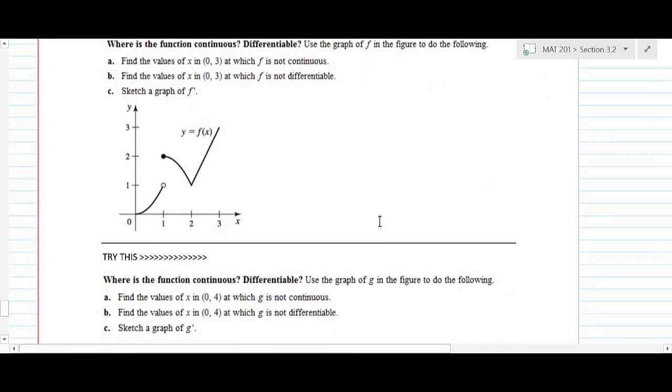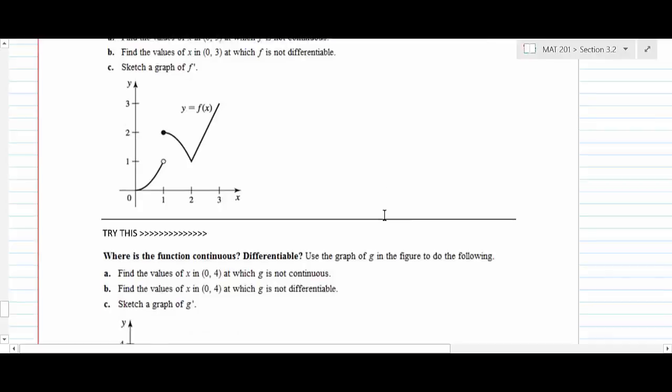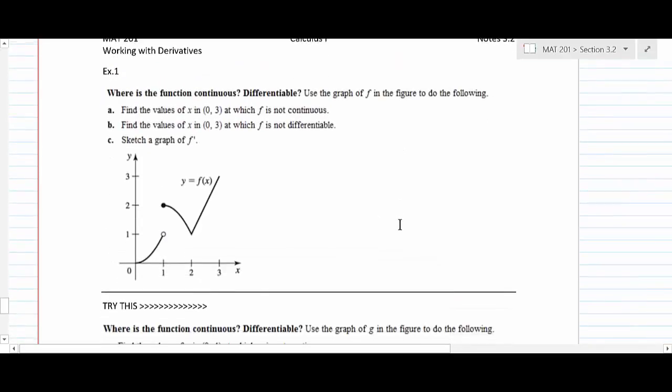All right, so let's put this together now. What I'm going to look at is this one. We're given a graph, so we're going to use the graph to do the following. On A, we're going to find the values in this interval. First of all, where you're not continuous. Okay, now you guys have already been checked on this. Can you tell me, and we're only going from 0 to 3, the places where it's discontinuous? That's the only place, right? It's the only break we have. So we would say it's not continuous at x equals 1. And that's because the limit does not exist there, right?